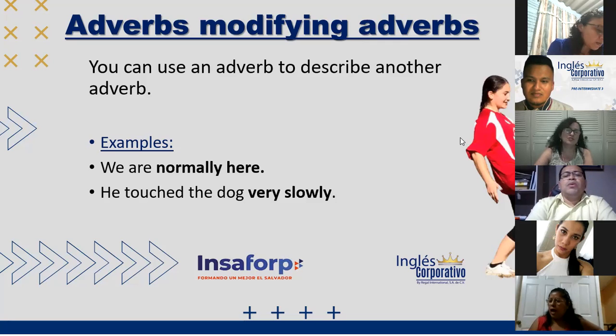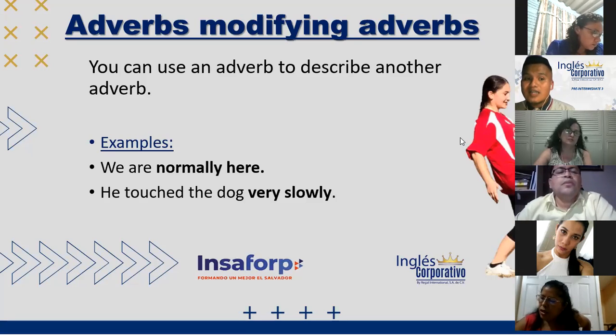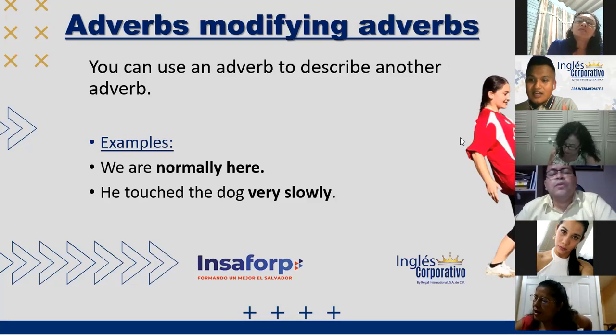How was the dog touched? Correct. So we can use how was the dog touched? ¿Cómo fue tocado el perro? Very slowly. Y ahí nos da la respuesta.